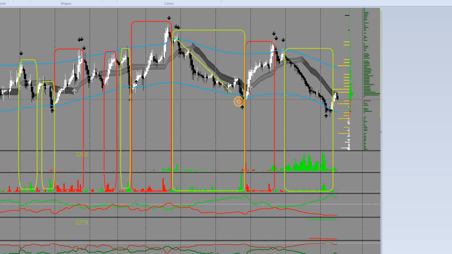Dumb money buys, smart money induces a downtrend. Dumb money buys, smart money induces a downtrend. You get the idea.